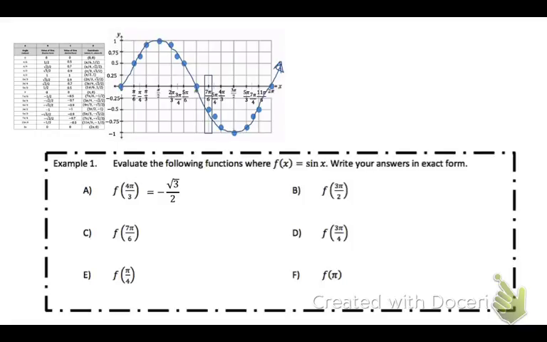Then for 7 pi sixths, it's negative 1/2. Pi fourths, square root of 2 over 2. 3 pi halves, that's negative 1. 3 pi fourths, square root of 2 over 2. And then pi is just 0. Okay, so we kind of did that last unit too. Just use your unit circle, or you can use the sine wave to do this.